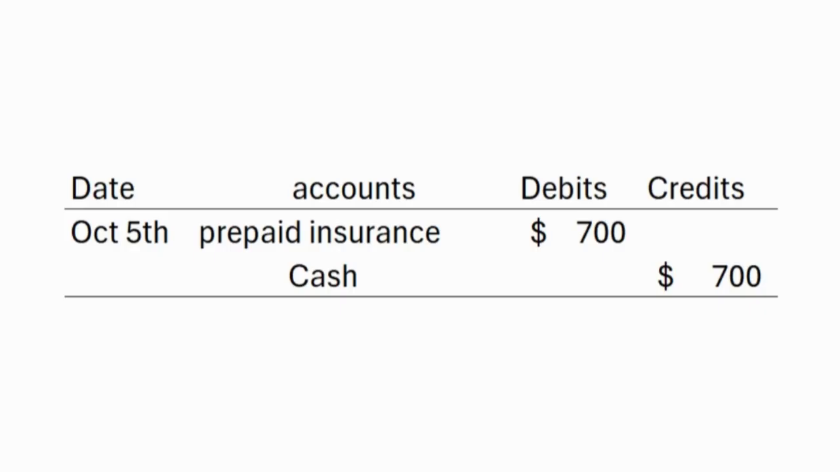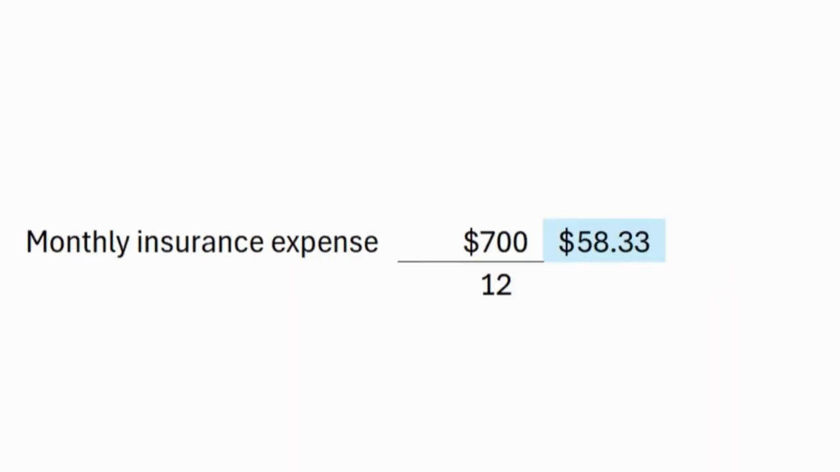Keep in mind that prepaid insurance is an asset because it represents future benefits. The expense will be recognized gradually as time passes. Since this policy covers 1 year, the monthly insurance expense would be $700 divided by 12, which equals $58.33 per month. We will record that later when we talk about adjusting entries.